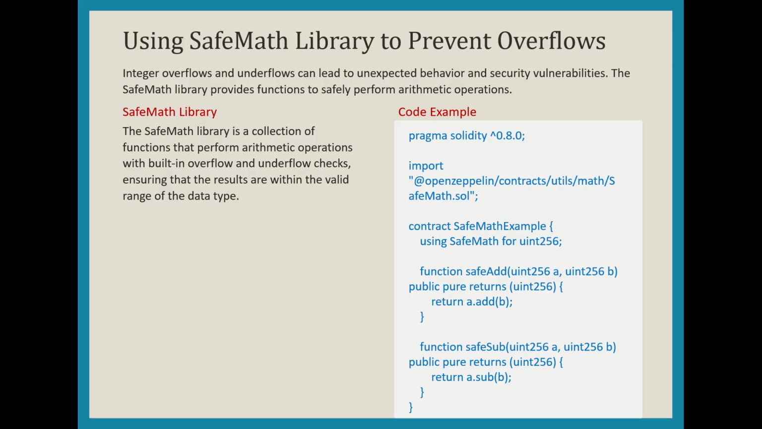So, the first one is using the SafeMath library to prevent overflows. Integer overflows and underflows can lead to unexpected behavior and, again, security vulnerabilities. The SafeMath library provides functions to safely perform arithmetic operations without exposing us to these vulnerabilities. What is the SafeMath library, you might be asking? The SafeMath library is a collection of functions that perform arithmetic operations with built-in overflow and underflow checks, ensuring that the results are within the valid range of the data type.